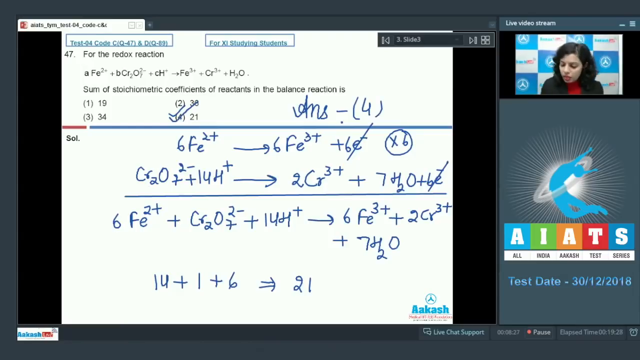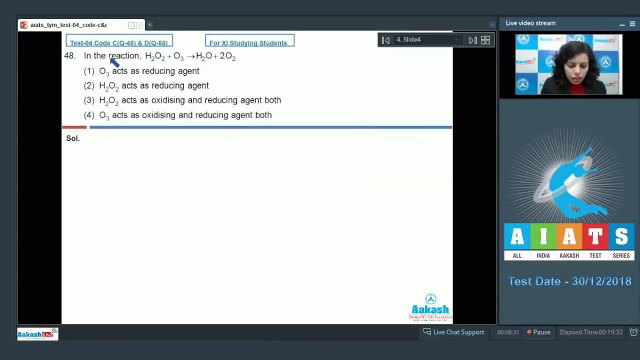And now the turn for question number 48. In the reaction H2O2 plus O3 giving you H2O and 2O2, you have to choose the correct statement from the given statements. The first one is O3 acts as reducing agent, H2O2 acts as reducing agent, H2O2 acts as oxidizing and reducing agent both, and O3 acts as oxidizing and reducing agent both.